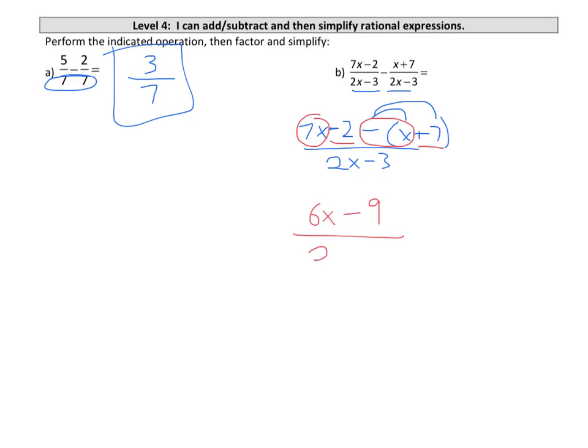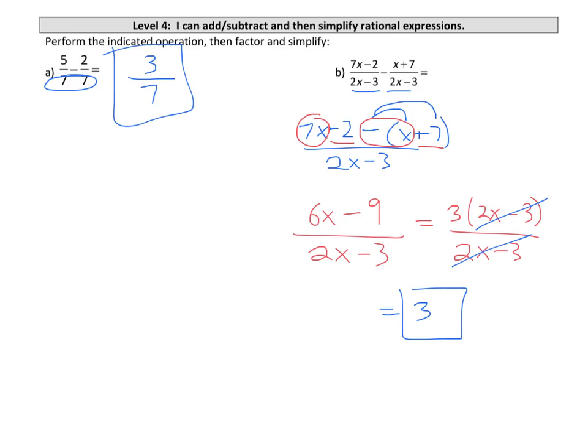And then on the bottom, 2x minus 3. Now, you always want to check and see if you can simplify. So we see if we can factor out a GCF. On the top, I can factor out a 3. 3 times 2x gives me 6x. 3 times 3 gives me 9. And on the bottom we have 2x minus 3, and then I check and see if anything can cancel. And I can cancel the factor 2x minus 3 with 2x minus 3 on the bottom. So those cancel out, and we just end up with 3 as our final answer.